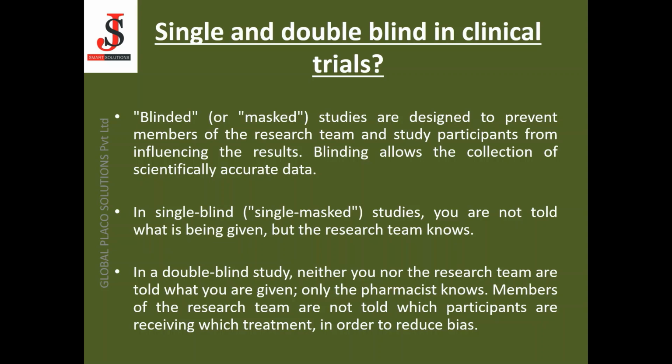In single blind or single mask studies, you are not told what is being given, but the research team knows. In a double blind study, neither you nor the research team are told what you are given, only the pharmacist knows. Members of the research team are not told which participants are receiving which treatment in order to reduce bias. So this is just to avoid bias. If you already know who has received what, you will start manipulating the data. So to avoid this, blinding is done.